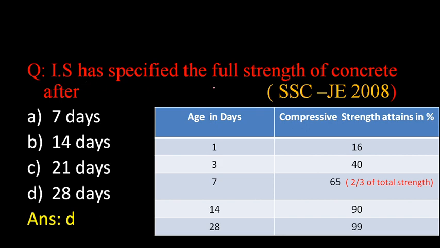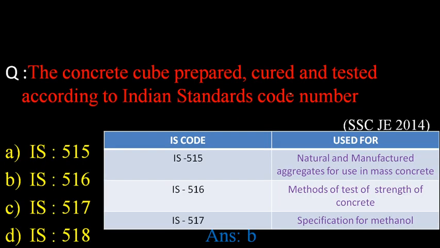IS has specified the full strength of the concrete after 7 days, 14 days, 21 days and 28 days. As per IS 456-2000, the maximum strength gained by the concrete is in 28 days, that is 99%. Okay. So this question was asked in SSC JE 2008. So let's solve one more question.